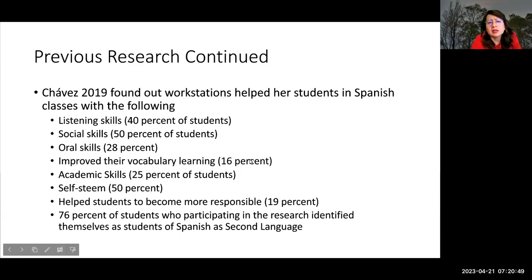Okay. Chavez 2019 found that workstations helped her students in Spanish classes with the following: listening skills, social skills, oral skills, improved vocabulary learning, academic skills, and self-esteem. It also helped students to become more responsible. So 76% of the students who participated in the research identified themselves as students of Spanish as a second language, okay?